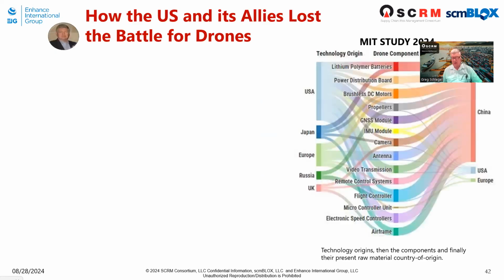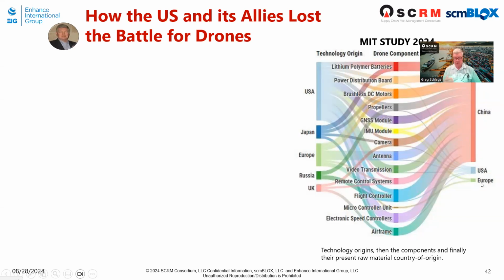So let's take a quick deep dive on drones in the bill of material. Let's take a look. On the right-hand side is a recent MIT study, and here's the legend down the bottom. On the left-hand side of the picture are the technology origins: where did the technology originate? In the middle are the components within a drone. And finally, on the right-hand side, the present raw material country of origin.